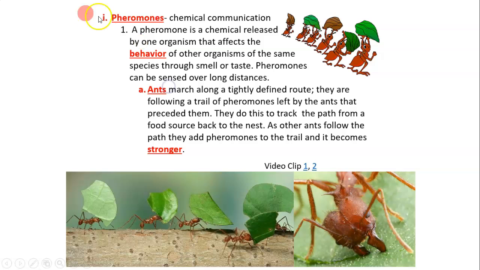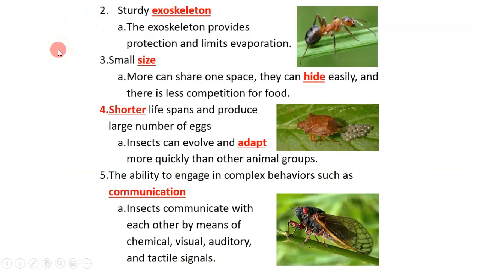So that means that more animals can share the same space. They can hide easier. There's less competition for food because of their size. Their shorter lifespan helps because that allows them to evolve and adapt as a species quicker. And they also lay a large number of eggs. That makes them pretty successful.